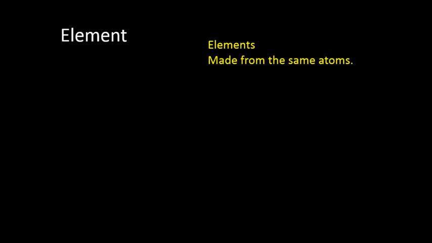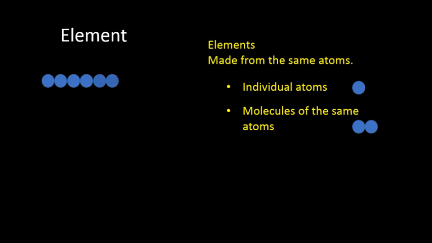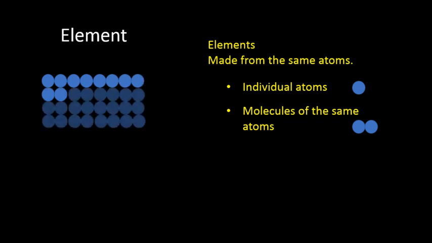So elements are made from the same atoms, but it's important to understand that they can be made up of individual atoms, like in the previous slide, or they can be made up of molecules of the same atom. So in this case, the element is made up of molecules, but those molecules are made up of the exact same type of atom. And so you can see it's exactly the same. All of the atoms are the same.